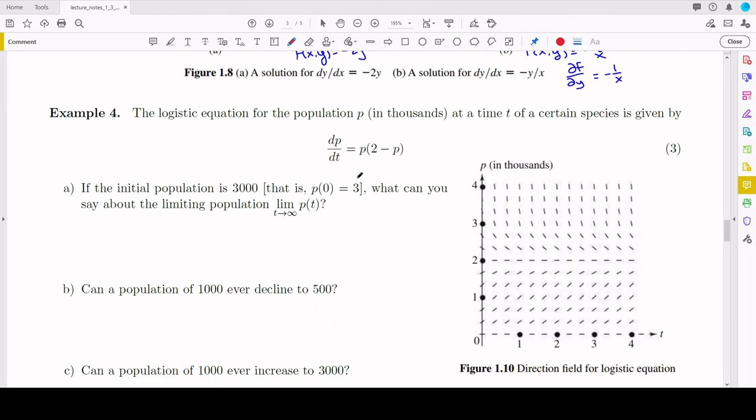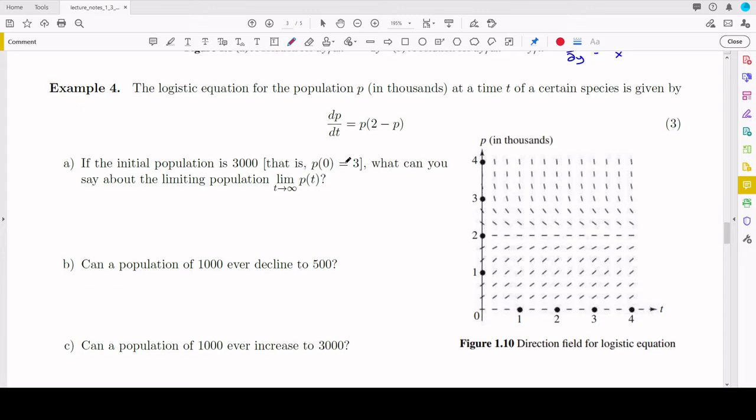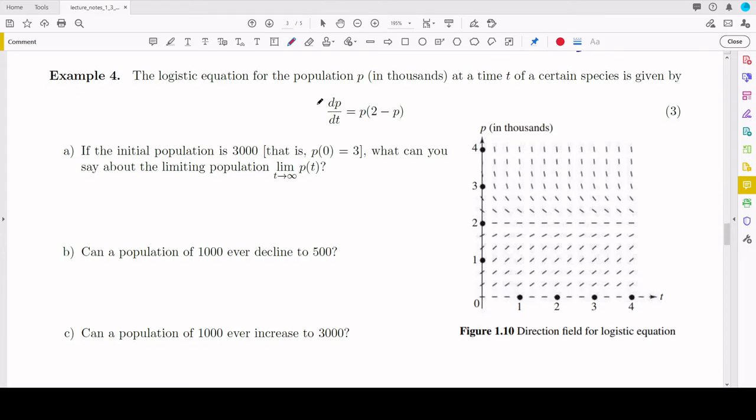Okay, let's do one more example on the direction fields here. The logistic equation for the population P in thousands at time t of a certain species is given by dP dt equals P times 2 minus P. If the initial population is 3,000, that is P of 0 equals 3, what can you say about the limiting population, the limit of P of t as t goes to infinity?